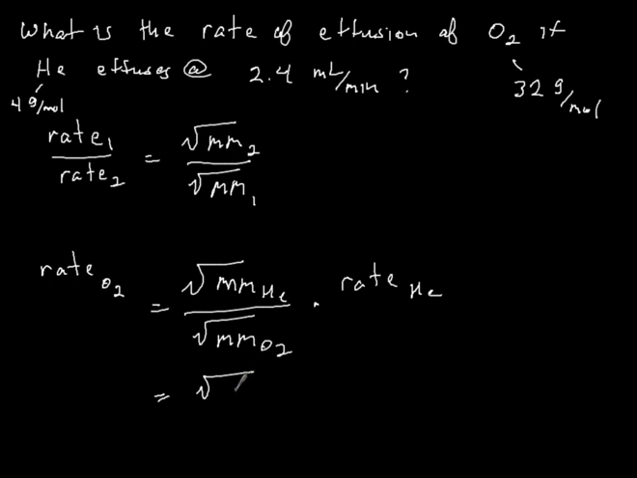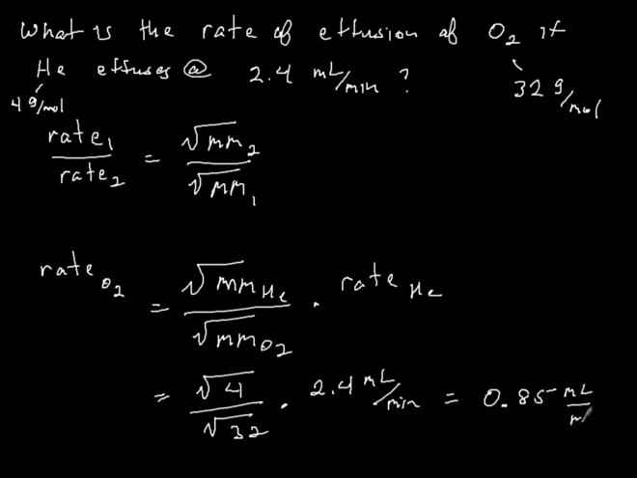So square root of 4 over the square root of 32 times the rate, which was 2.4 milliliters per minute. And that is equal to 0.85 milliliters per minute as our rate of oxygen.